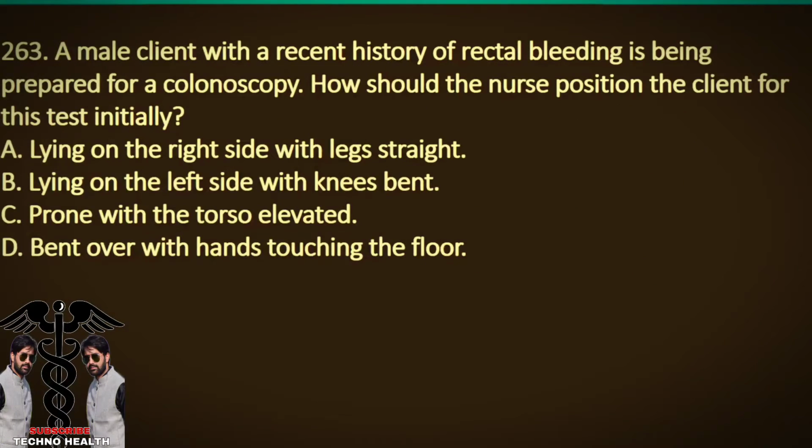Question 263. A male client with a recent history of rectal bleeding is being prepared for a colonoscopy. How should the nurse position the client for this test initially? A. Lying on the right side with legs straight. B. Lying on the left side with knees bent. C. Prone with the torso elevated. D. Bent over with hands touching the floor.